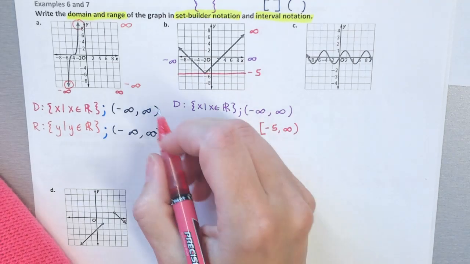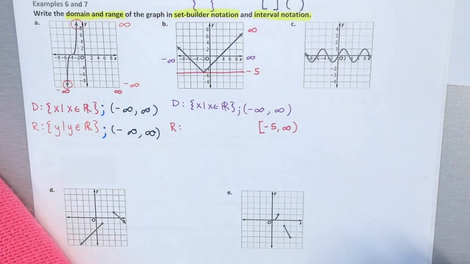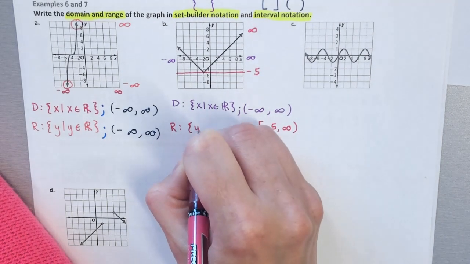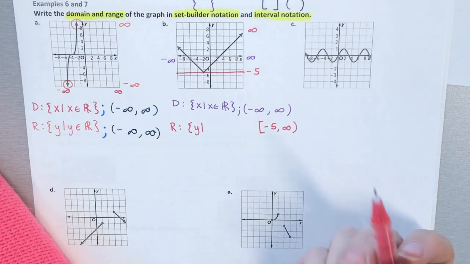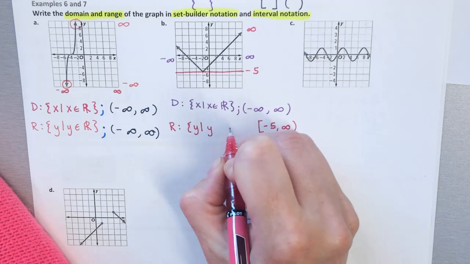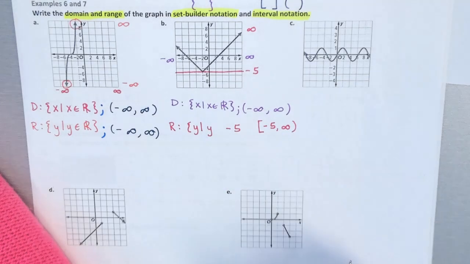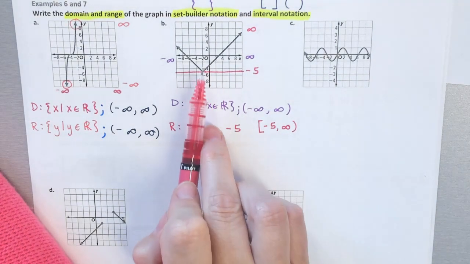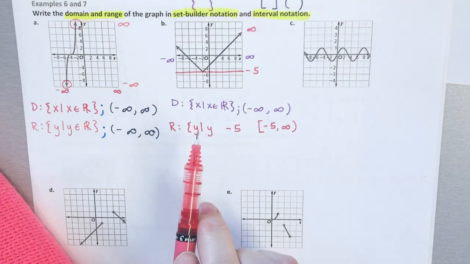All right, and then we're going to write that in set builder notation. So it's y such that, now remember, all the points are above -5. So we're just comparing y to -5. And are the values above it or below it? They're above, so that's going to be what symbol?